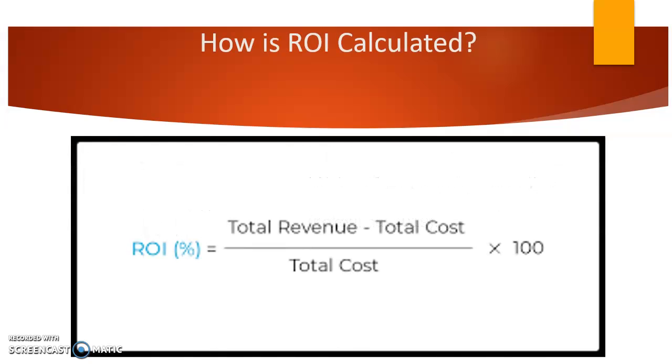How is return on investment calculated? Return on investment is calculated as the total revenue minus the total cost, divided by the total cost altogether, that is multiplied by 100, which gives you the return on investment percentage.